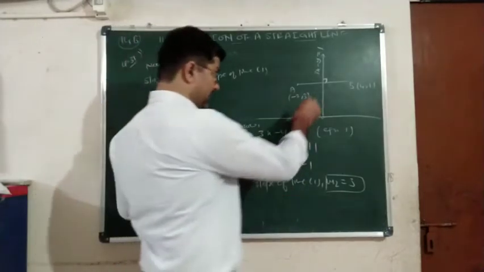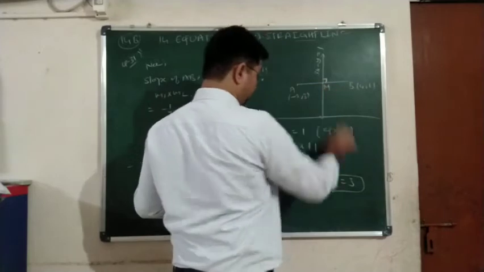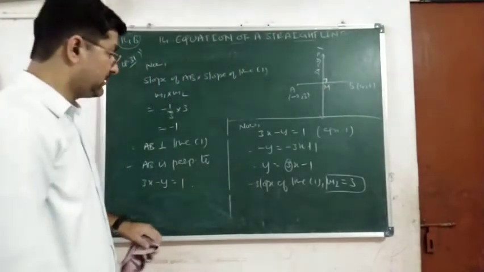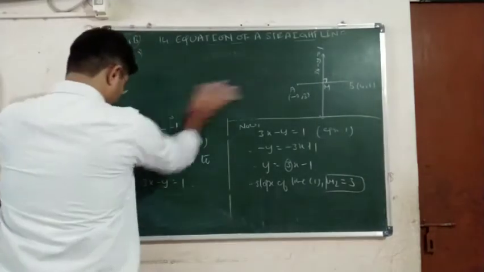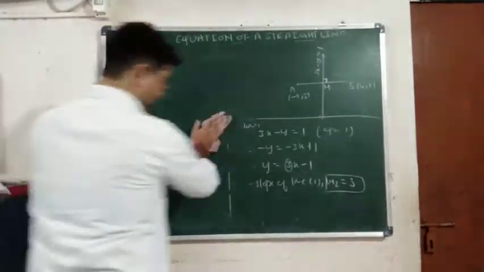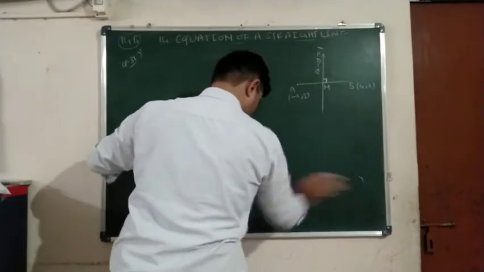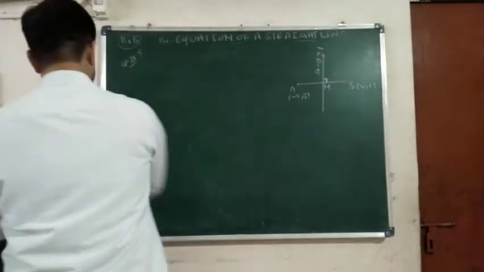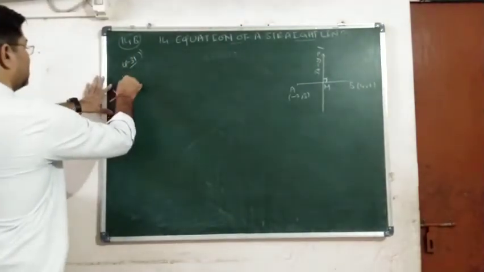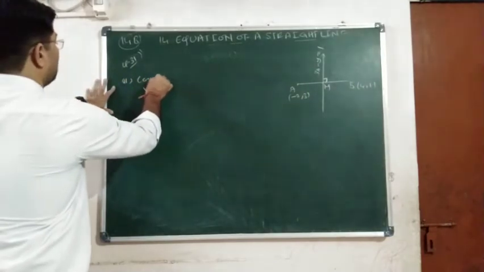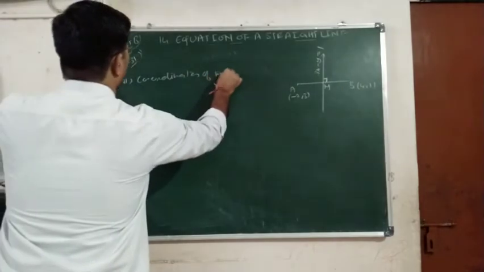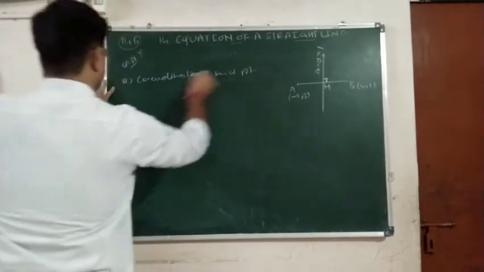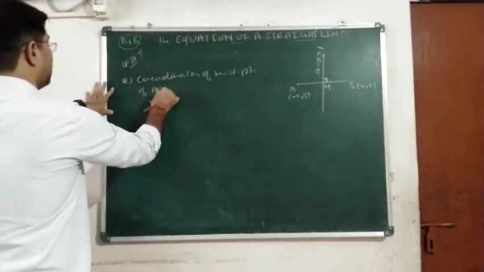For that we will first calculate the midpoint of AB. Say M is the midpoint of AB. We will calculate the coordinates of midpoint of AB. Okay, number 2, coordinates of midpoint of AB we will calculate.